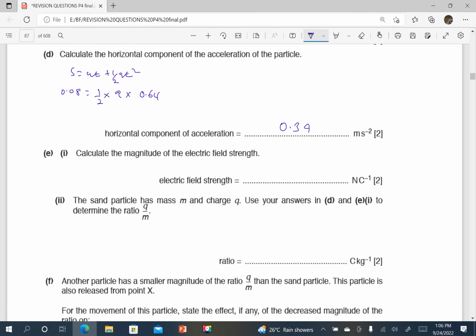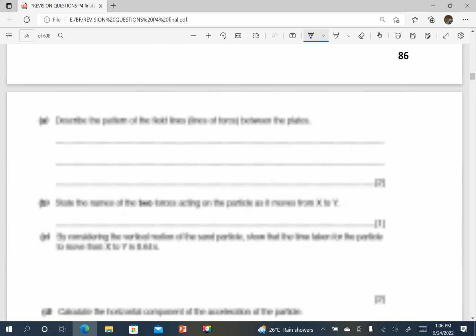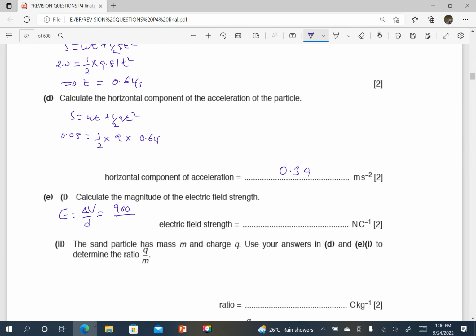Calculate the magnitude of the electric field strength. Of course, E is equal to the potential difference over distance. The PD was 900 over the separation of the plates. The separation of the plates is 0.12. Now I press my calculator. This is giving me 7.5 times 10 power 3, that is, 7,500.